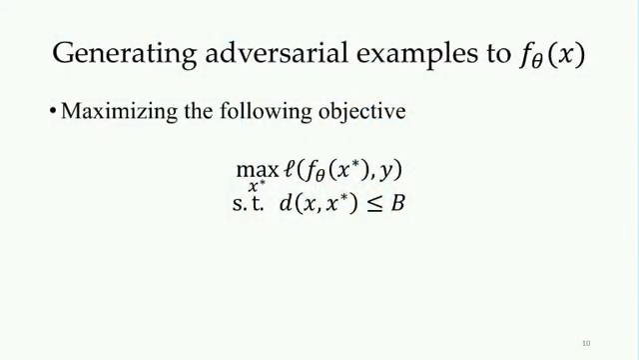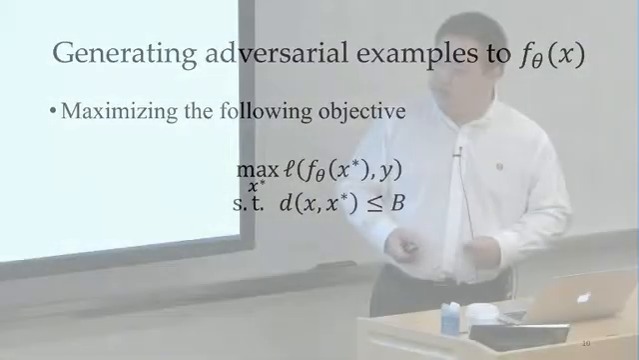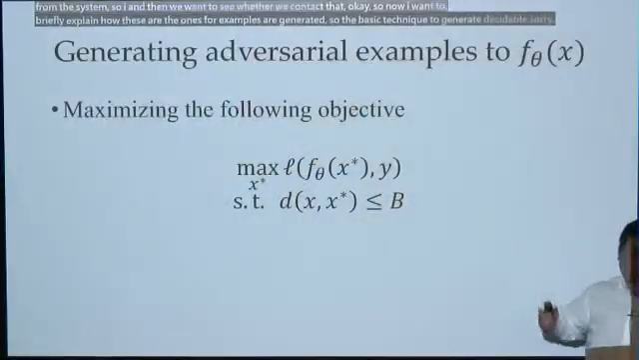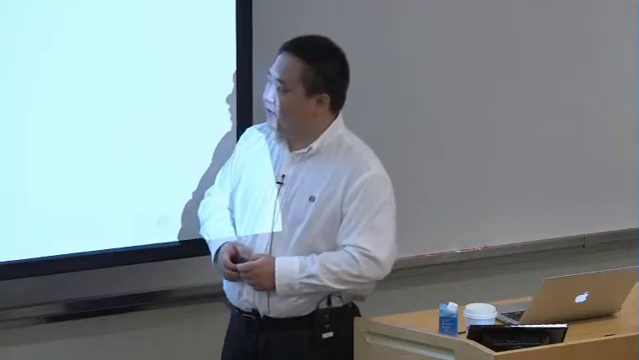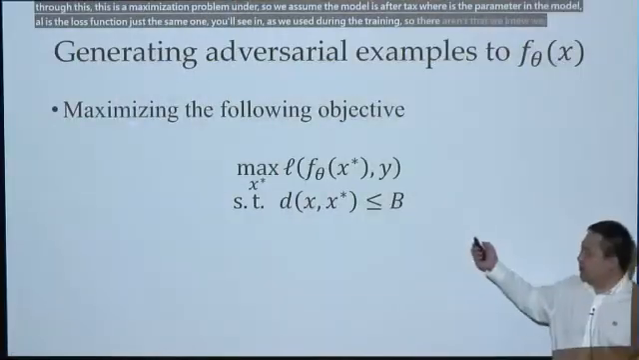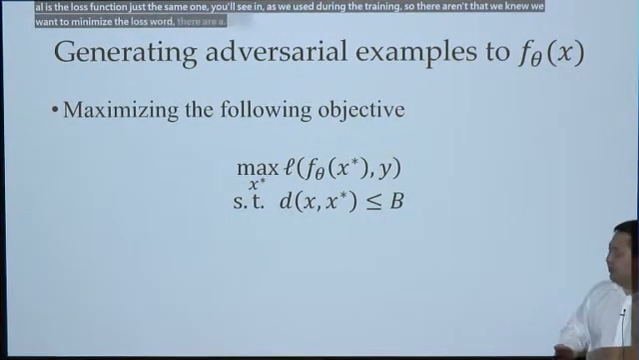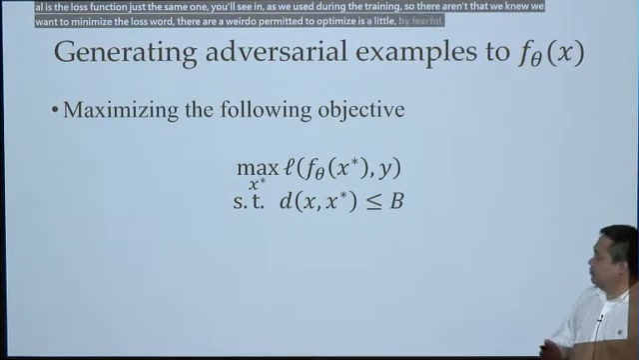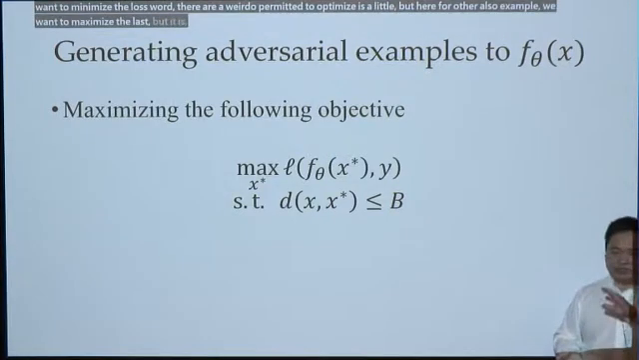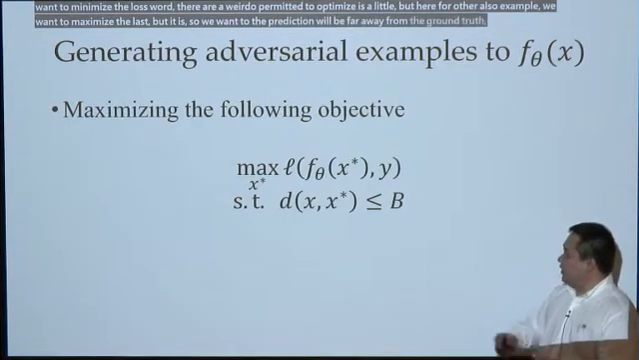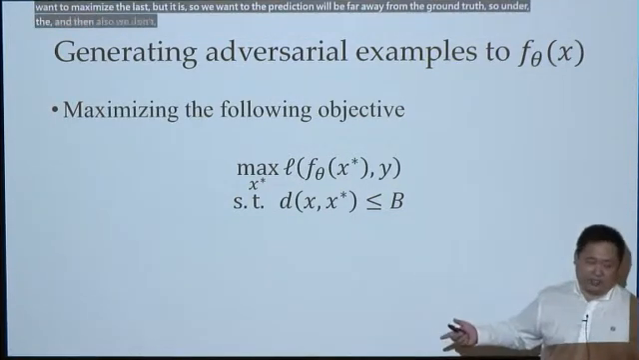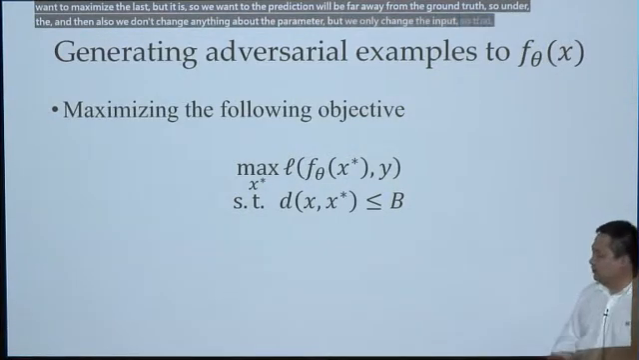Okay, so right now I want to briefly explain how these adversary examples are generated. So the basic technique to generate this adversary example is through this maximization problem. We assume the model is f theta x, where theta is the parameter in the model, and L is the loss function, just the same one as we use during the training. So during the training, we want to minimize the loss, where the parameter to optimize is theta. But here, for adversary example, we want to maximize the loss. That means we want the prediction to be far away from the ground truth. And then also we don't change anything about the parameter, but we only change the input, so that we want to find the input x star, which can make the prediction far away from the ground truth.